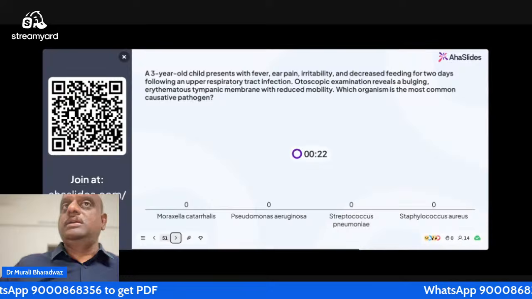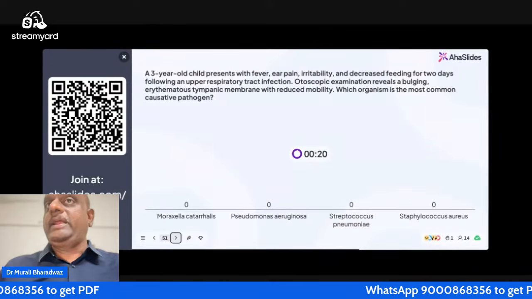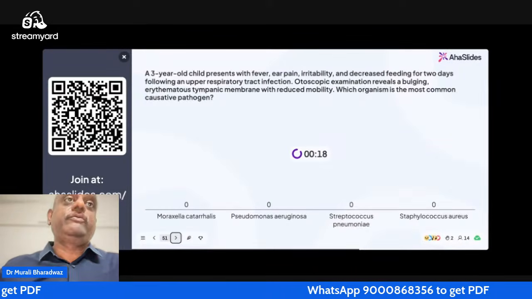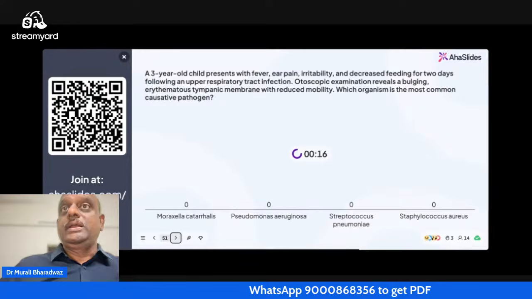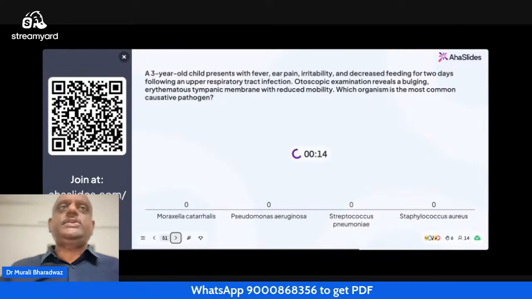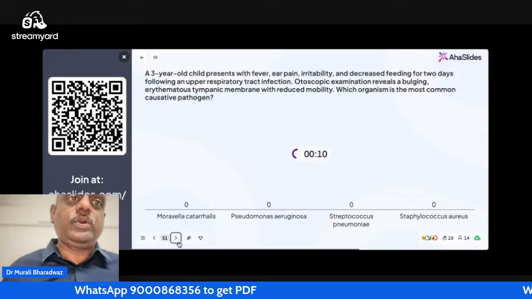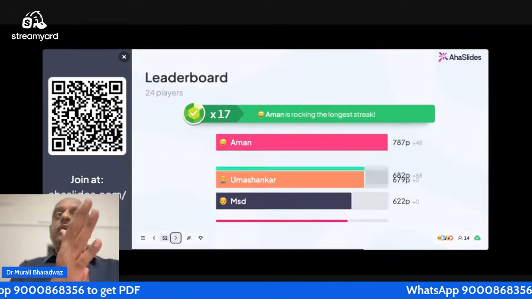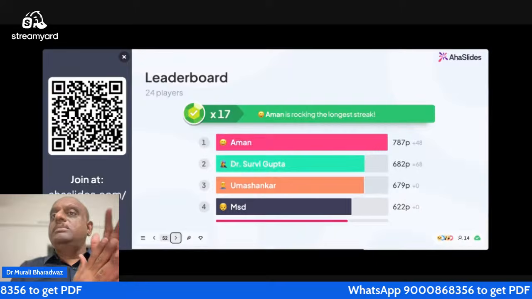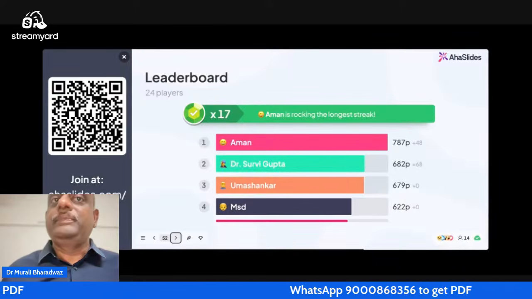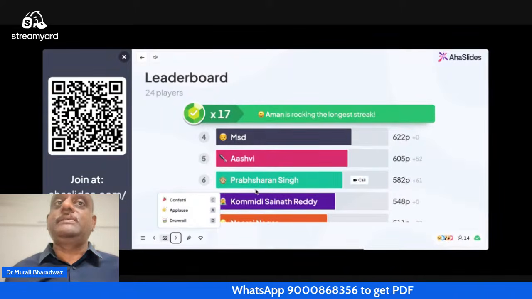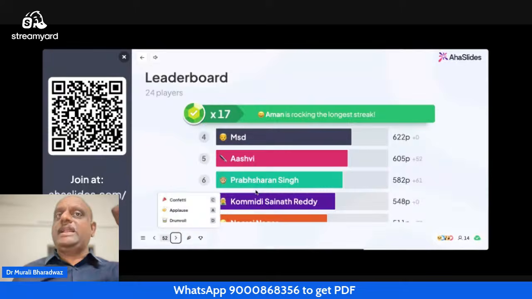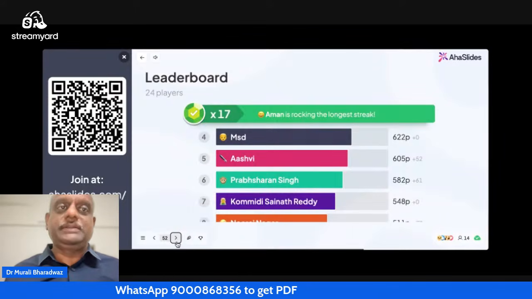Three-year-old fever, ear pain, irritability, decreased feeding for 2 days. Bulging erythematous tympanic membrane with reduced mobility. What is your answer, doctor? Let's see. Very good. Aman, Dr. Surbi Gupta has rightly answered. Ashvi also rightly answered. Excellent, doctor.